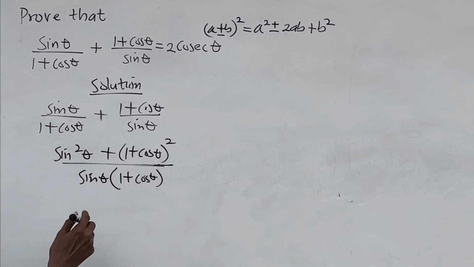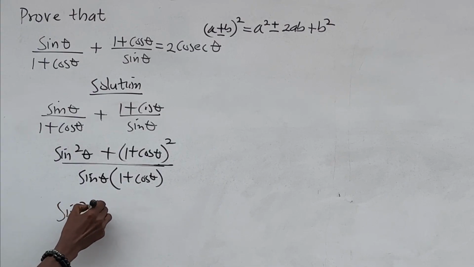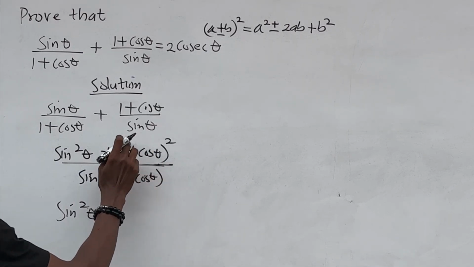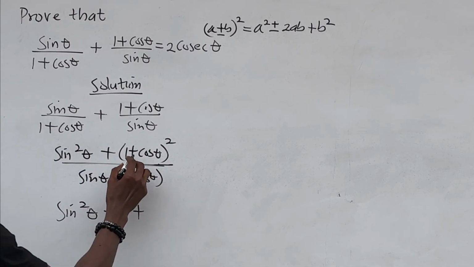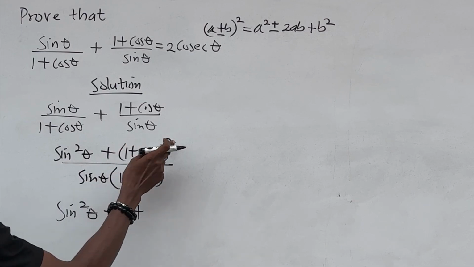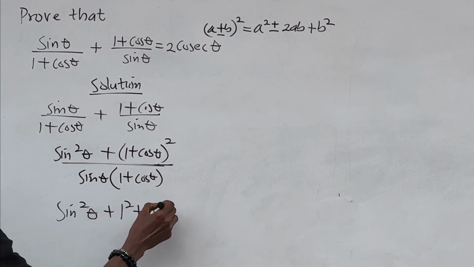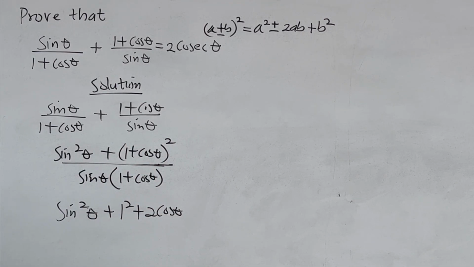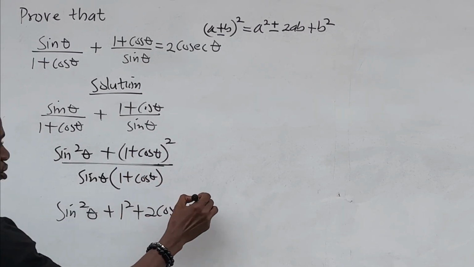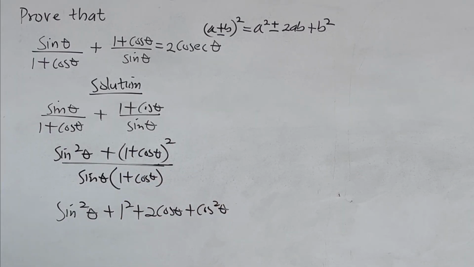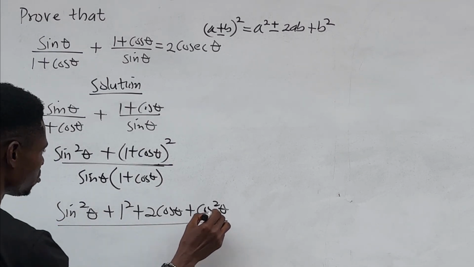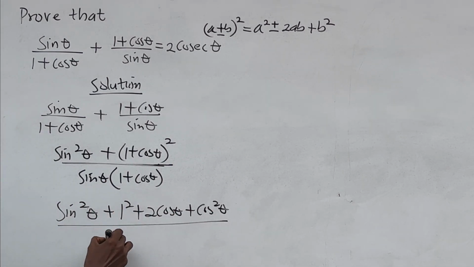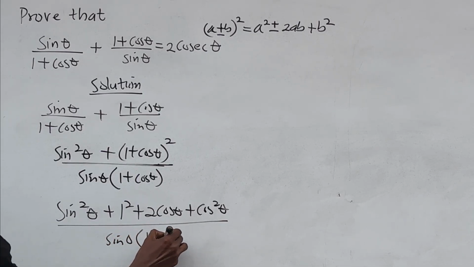Now let's apply it here quickly. So what we'll have now is sine square theta plus square 1, that's 1 square, plus, because we have a plus, multiply 2 by 1 by cos theta, that's 2 cos theta, plus then square the second, that's cos square theta. Now all divided by sine theta into 1 plus cos theta.